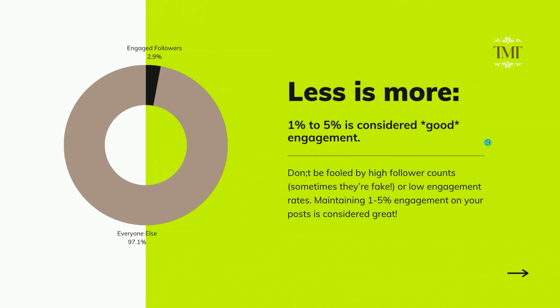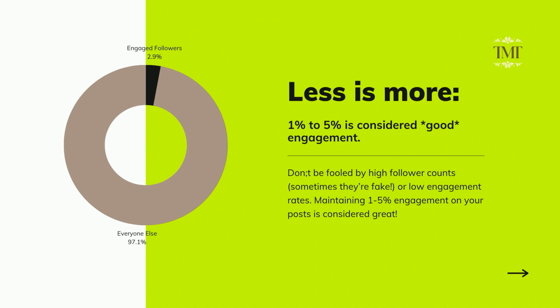And don't get discouraged by some of the numbers you might see when you're looking at your analytics. 1 to 5% engagement is considered really good engagement online. So when I first saw those numbers, I was like, wow, that's really bad. But that percentage of people looking and engaging with your content is really common, and those are good numbers.